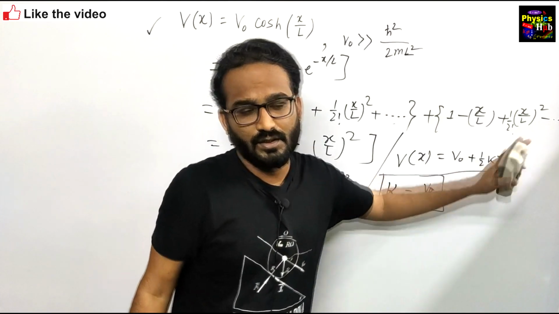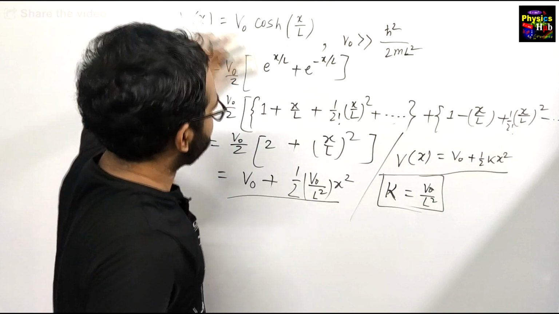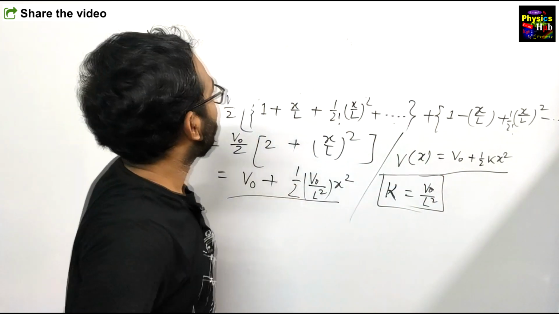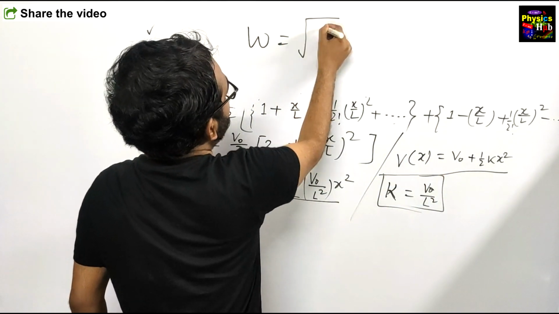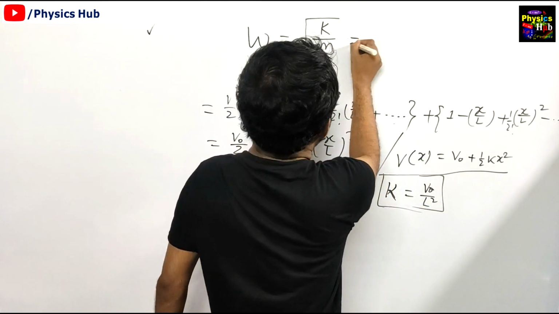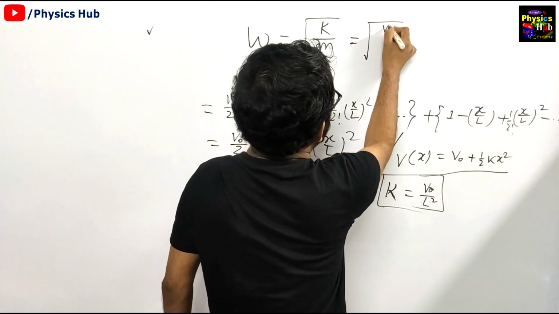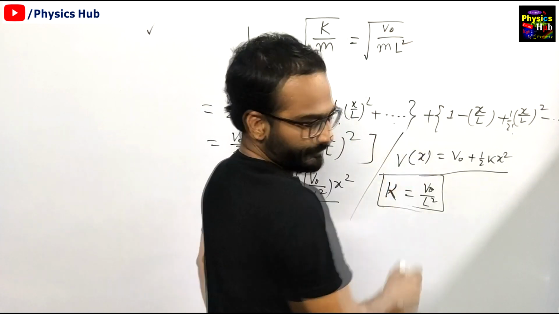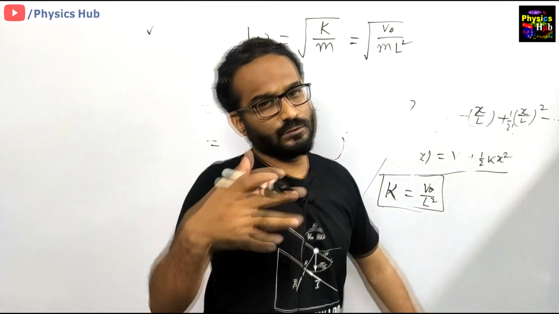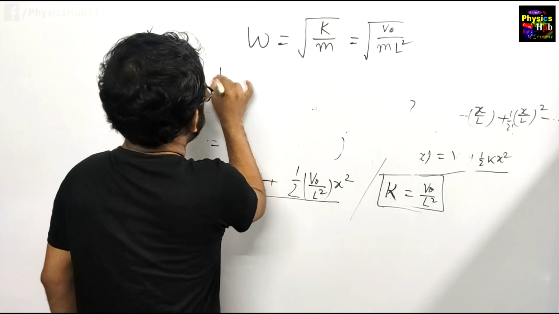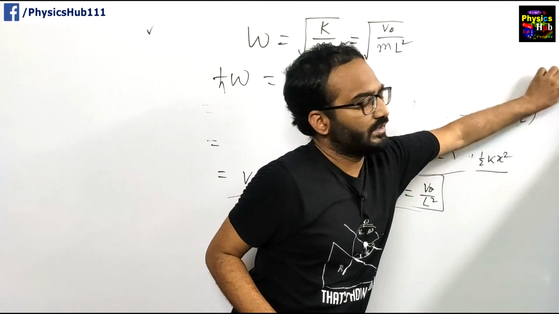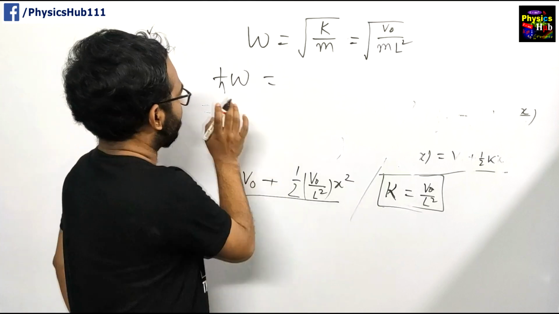So this is a harmonic oscillator potential, and you know the energy difference between two consecutive levels in a harmonic oscillator is given by h cut omega. And omega is nothing but root over k upon m. We have found the value of k, so omega becomes root over V naught by m L squared. Once you know omega, we can easily find the separation between two consecutive levels, which is given by h cut omega.